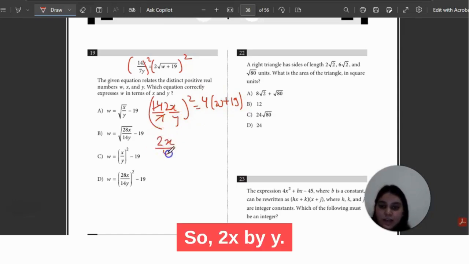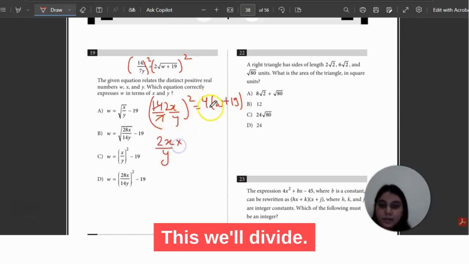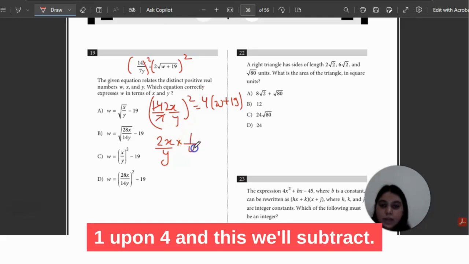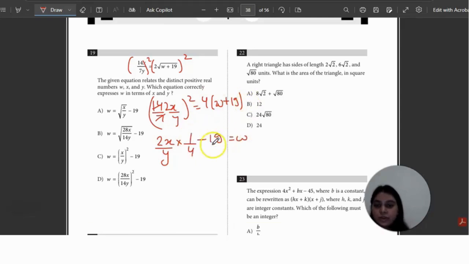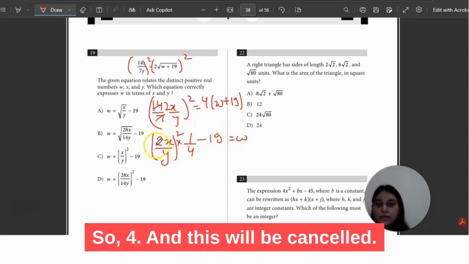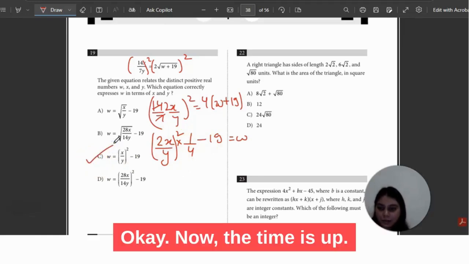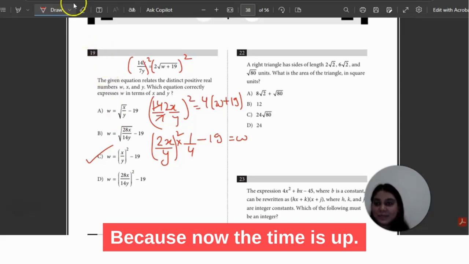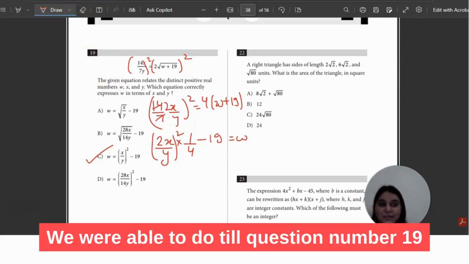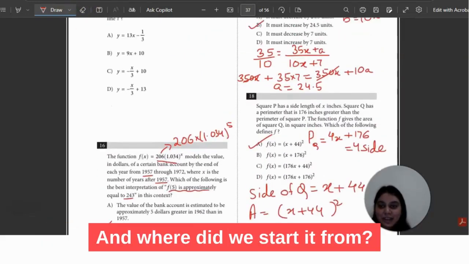So 2x by y, this will divide 1 upon 4 and this will subtract minus 19 equals w. This is squared also, so 4 and this will be cancelled. This option should be correct. Okay, now the time is up. Now let me explain this question again because now the time is up so I can properly explain. We were able to do till question number 19.